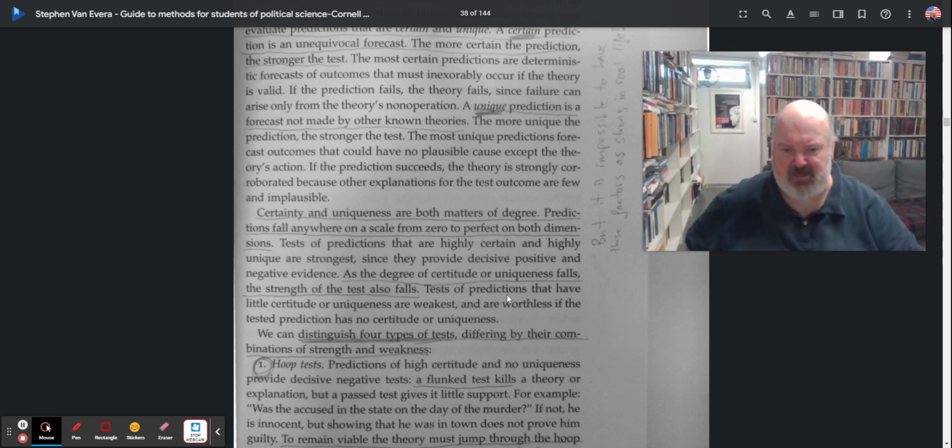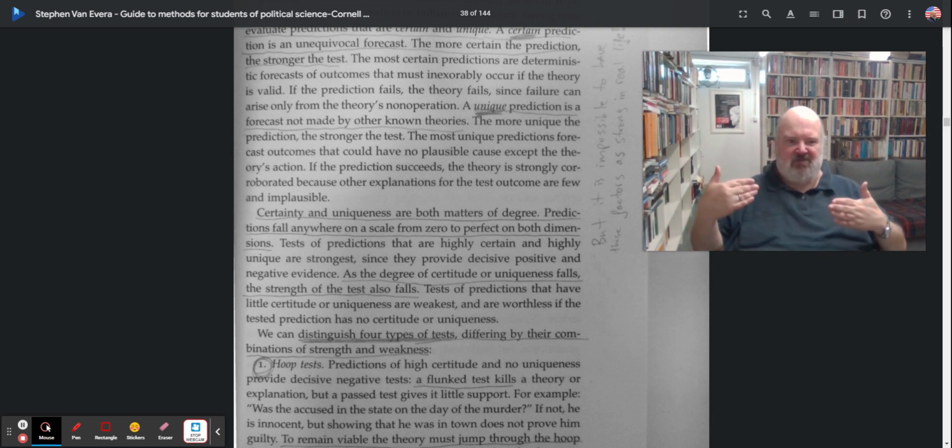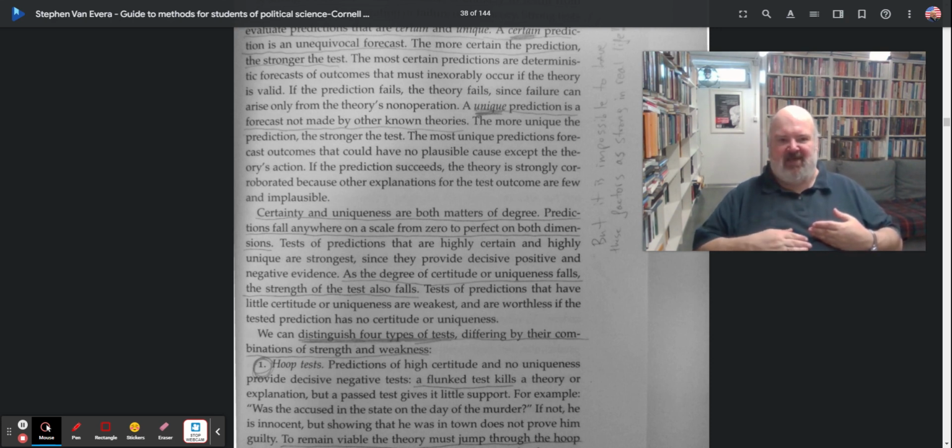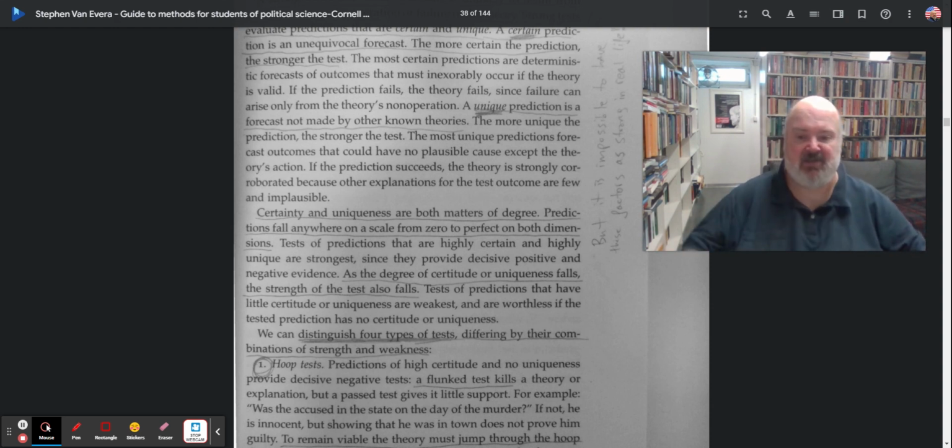Tests of predictions that have little certitude or uniqueness are the weakest, and are worthless if the test predictions have no certitude or uniqueness. So why do we talk about a worthless test? Are worthless tests always useless? Well, it's useless for validating or invalidating, but it might not be useless for coming up with ideas. We'll talk about this later.